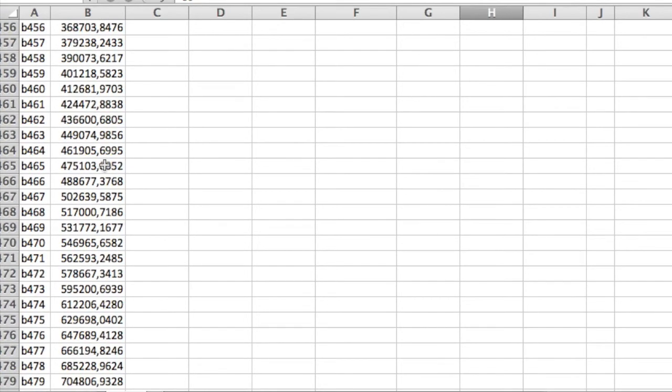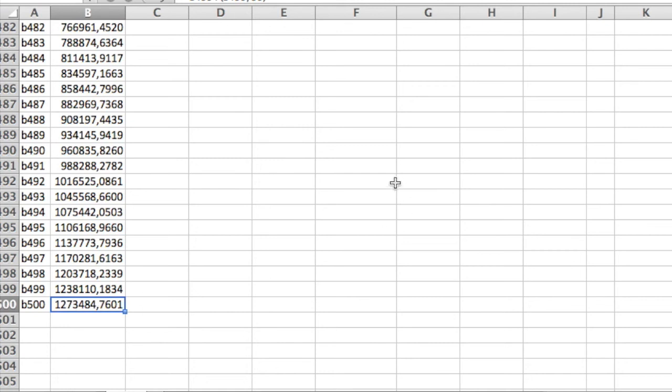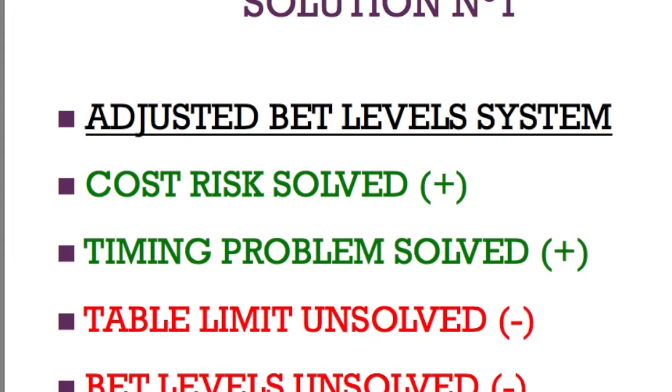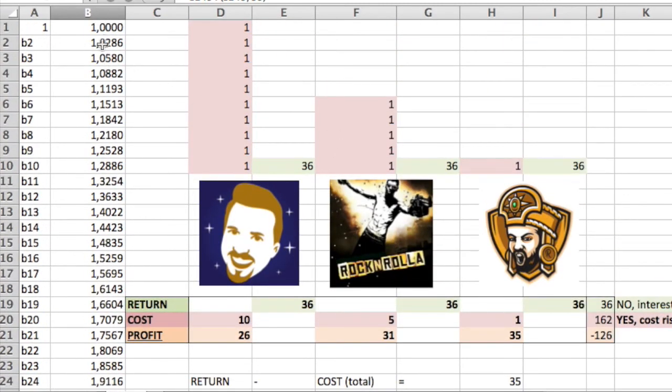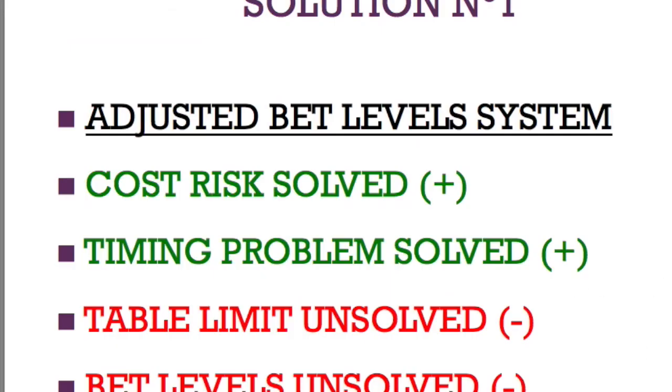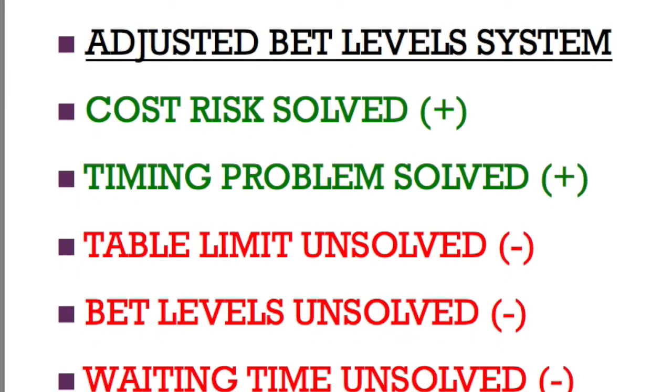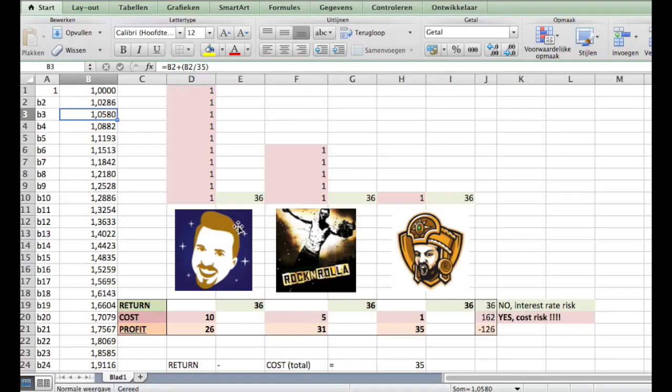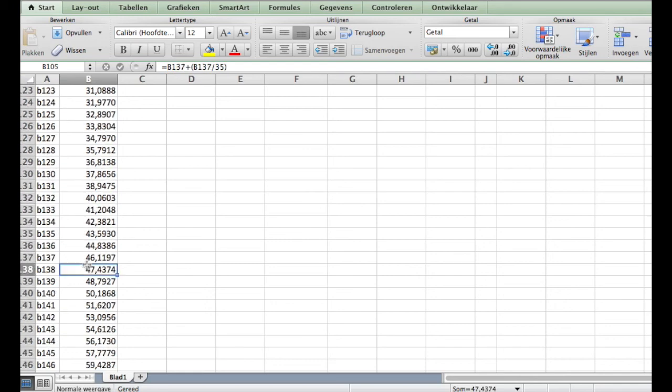At spin number 500 you need to bet already 1.27 million, and in total you need to be willing to bet 46 million. But there is a table limit. Also, the bet levels remain unsolved. What do I mean by that? Here you need to bet 1.0286, and here you need to bet 1.0580, but you cannot bet this amount. You can bet 1 euro or 1 euro and 10 euro cent, but not 1.0580. So the bet levels remain unsolved. The waiting time also remains unsolved. You don't know when zero will hit, so you need to wait as long as necessary.